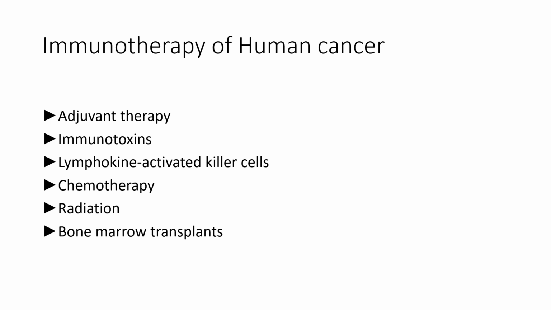Immunotoxins are antibodies and toxins that are combined to target cancer cells. Lymphokine-activated killer cells can be transfused. Chemotherapy, radiation, and bone marrow transplants, where the donor must be a genetically identical twin or someone who is antigenically similar and who has not undergone radiation treatments.